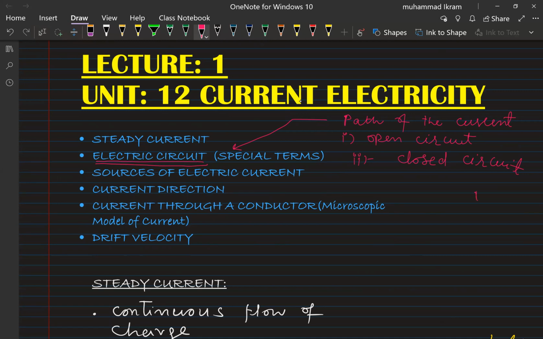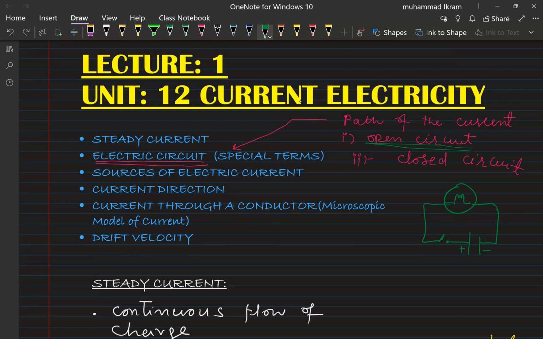For example, if we have a bulb in a circuit, and we connect this switch, this is the positive terminal of the battery, this is the negative terminal of the battery, and you see that this is the open circuit. An open circuit is the one in which the path of the current is incomplete. So here you see the switch is open, so the circuit is called the open circuit.